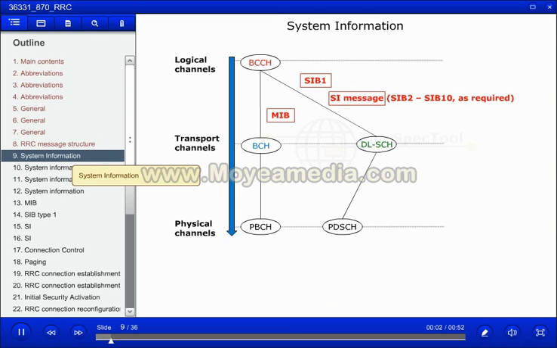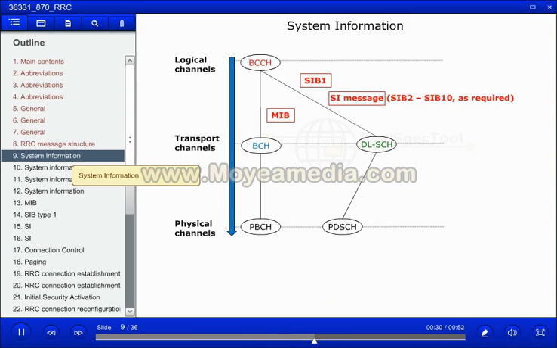The RRC is responsible for providing the UEs with information about the radio network through system information. System information is of importance for the UEs in both RRC idle and RRC connected states. All system information messages are delivered on the logical channel broadcast control channel.